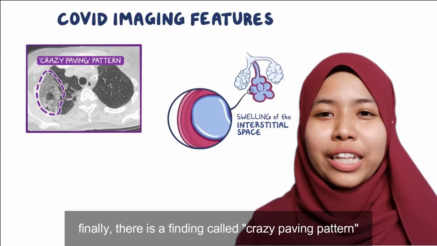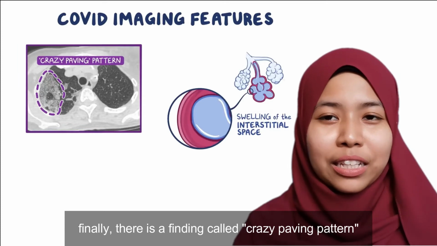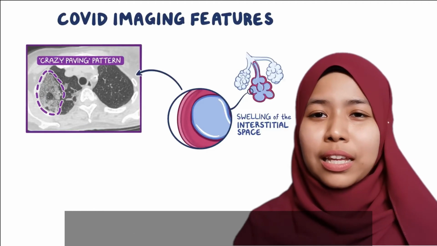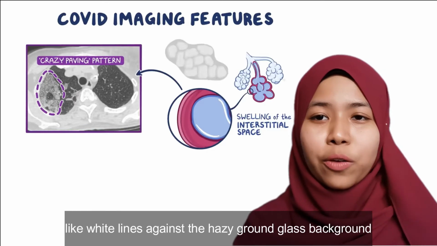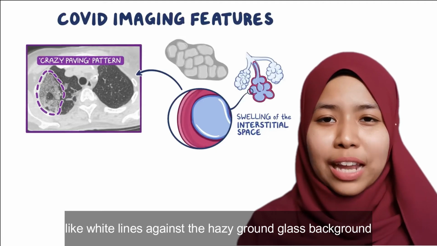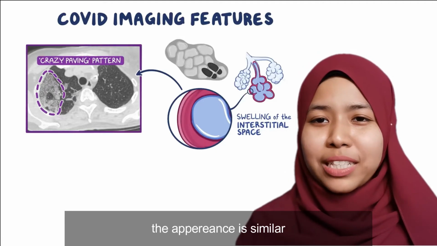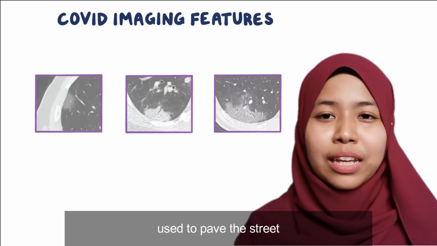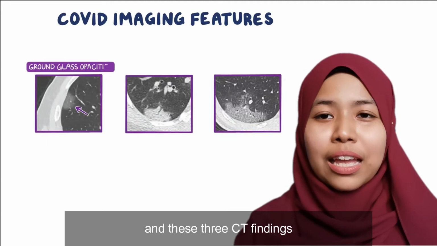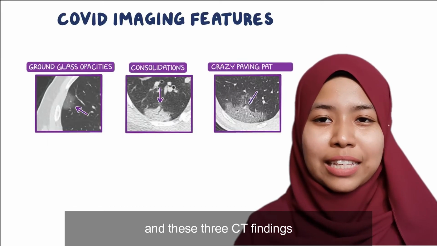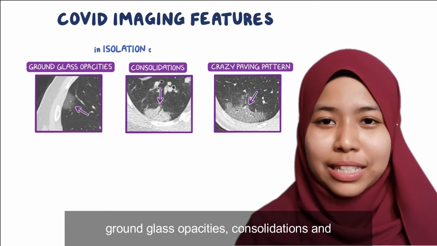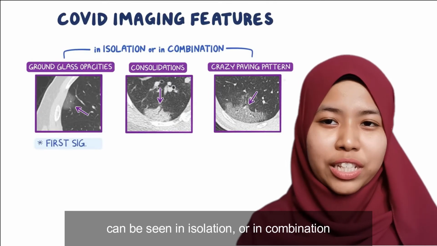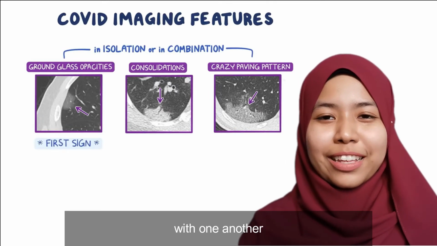Finally, there's a finding called the crazy paving pattern due to swelling of the interstitial space along the walls of the lung lobules. This makes the walls look thicker, like white lines against the hazy ground glass background. The appearance is similar to irregularly shaped stones used to pave a street, hence the name crazy paving. And these three CT findings: ground glass opacities, consolidations, and crazy paving patterns can be seen in isolation or in combination with one another.